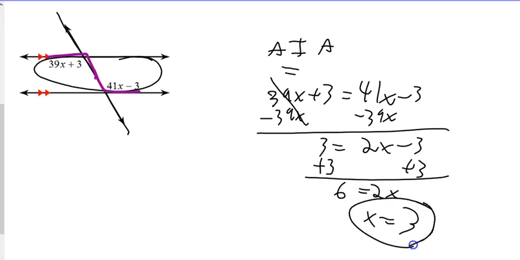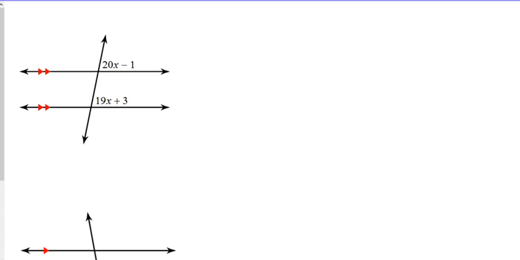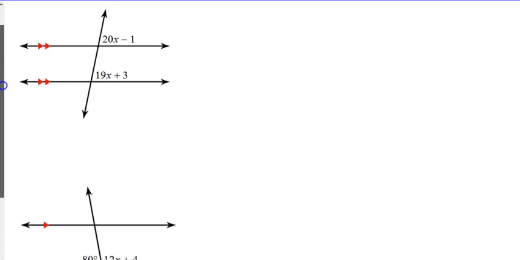Again, all I need to do is find x. But I could plug it in here and just check. 39 times 3 is 117, plus 3 is 120. Plug it in here and check. 41 times 3 is 123, minus 3 is 120. If you got the time, use it.